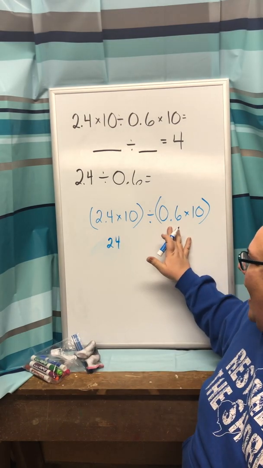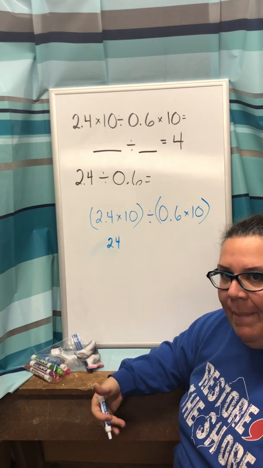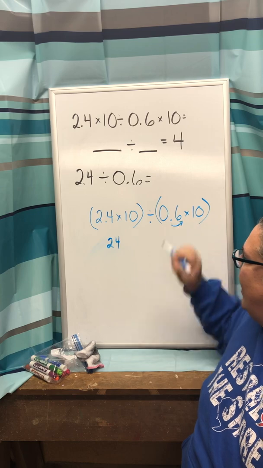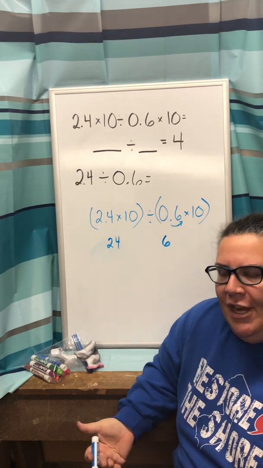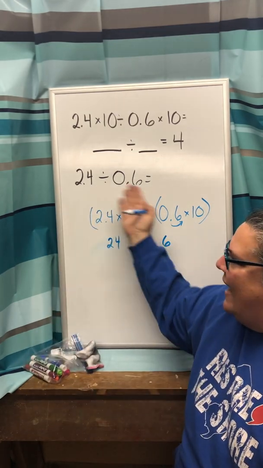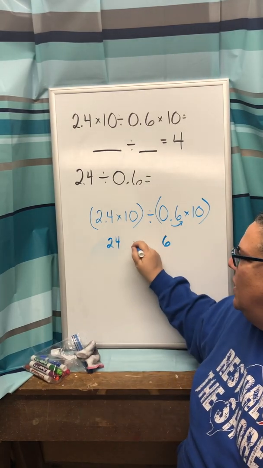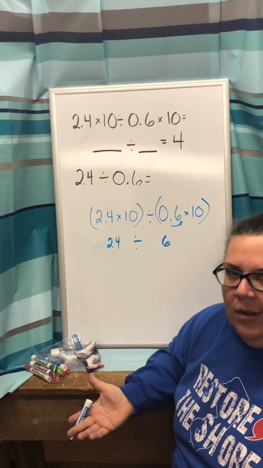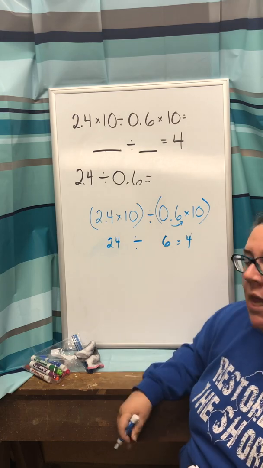The same thing's going to happen over here. So I have 0.6, 6/10. I multiply it by 10. I move one place over. Same thing, same direction. And I end up with 6. So that problem that I started with that had the decimals in it, now it's the same exact problem, but I've removed the decimals because I did the same thing to both sides. So now when I look at it, it's just 24 divided by 6, which we all can do mentally. 24 divided by 6 is 4.